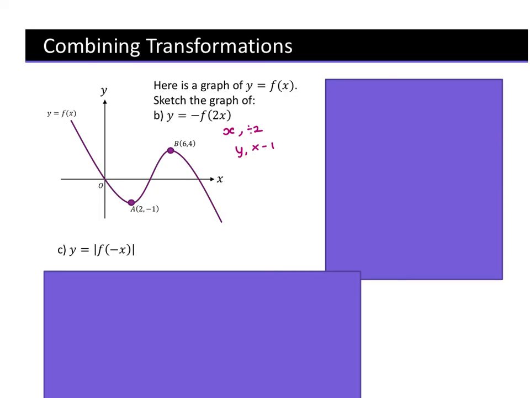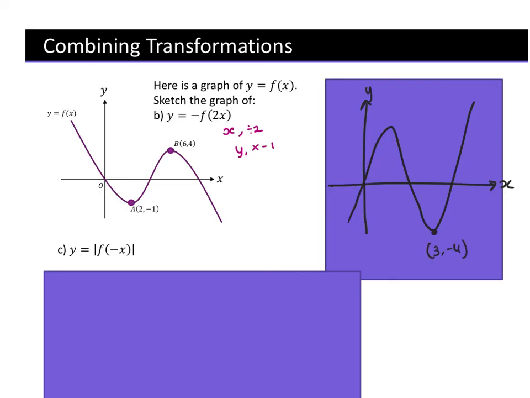So my new graph is going to look like this. I'm going to have x and y. I'm going to halve all my x coordinates and I'm going to reflect them. So it's going to come up here like this. This coordinate is now 3, minus 4, B. My A is now 1, 1.